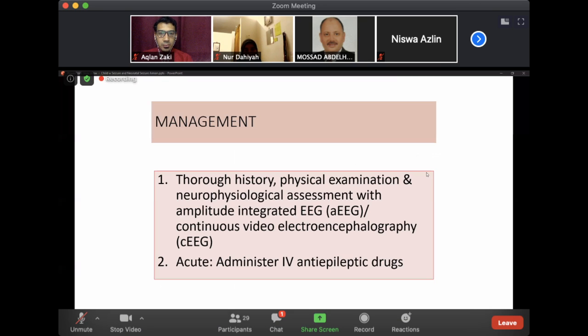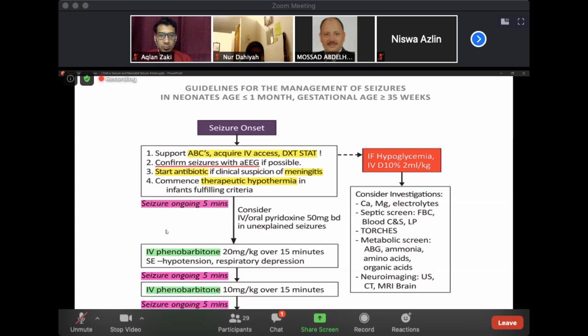Then for management, again, you need to get the history and do the physical examination, and then do a neurological assessment. For neonatal seizure, the EEG used is amplitude-integrated EEG, which is used to monitor the patient over the long term, hours or days, or we can also use continuous video EEG. Acutely, administer IV anti-epileptic drugs to stop the seizure. So these are the management steps.